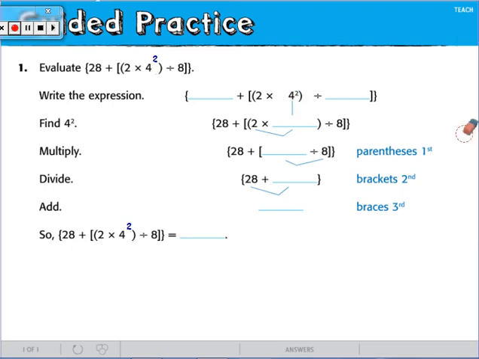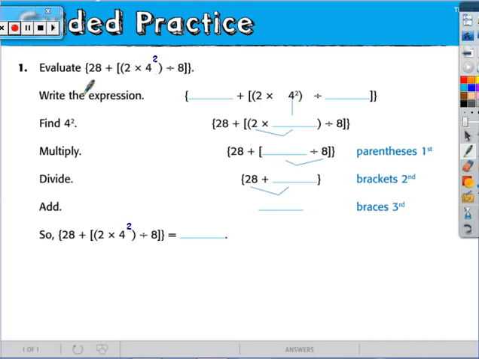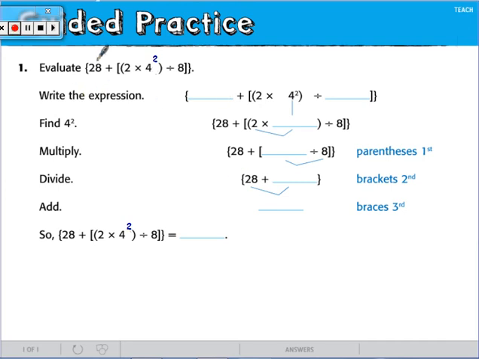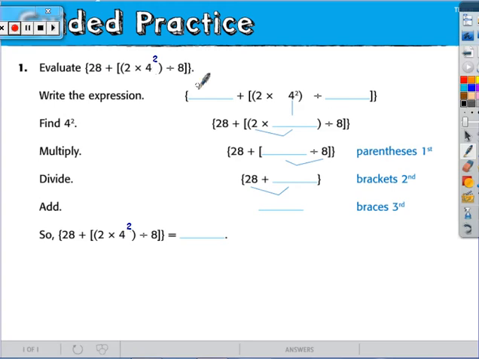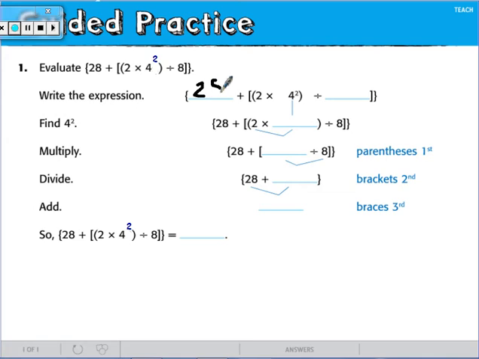So now what we need to do is write the expression. So we're going to rewrite the expression. So we need to move 28 down here. Okay, so we have 28. Boom. 28 plus brackets, parentheses, 2 times 4 to the second power divided by 8.